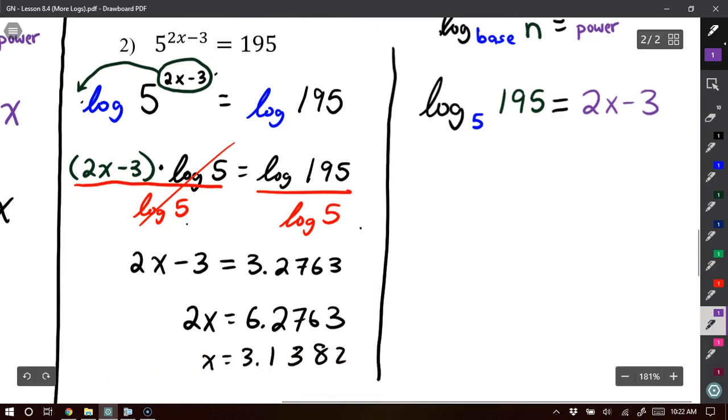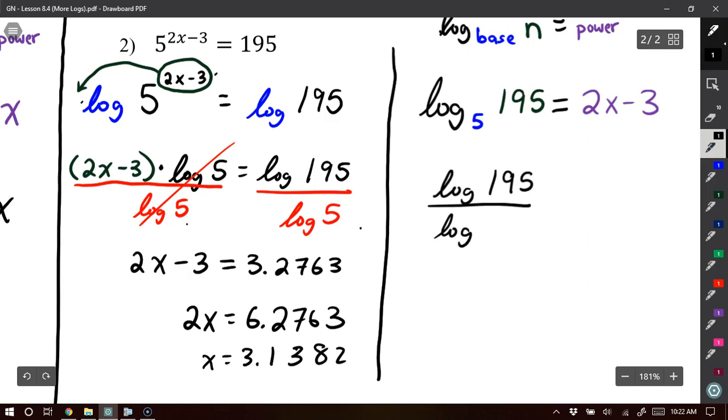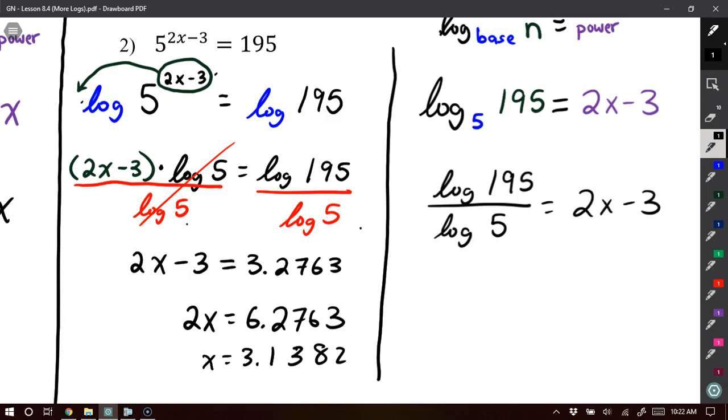So when we go through, I can use my change of base. Log of the number in the numerator, log 195, divided by log of the base in the bottom, log of 5, equals 2x minus 3. And so if I were to go through, notice the steps are going to be almost the exact same from this point on. If I take those numbers and divide like I did, I'm going to get the same thing.